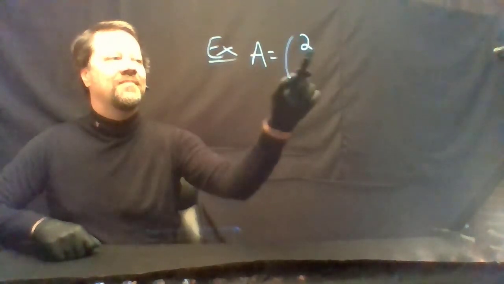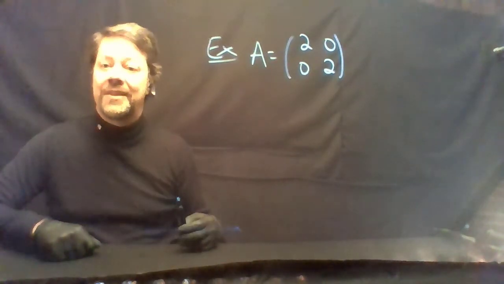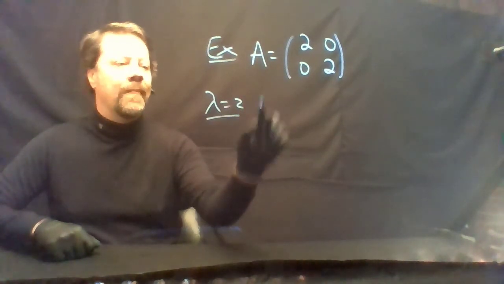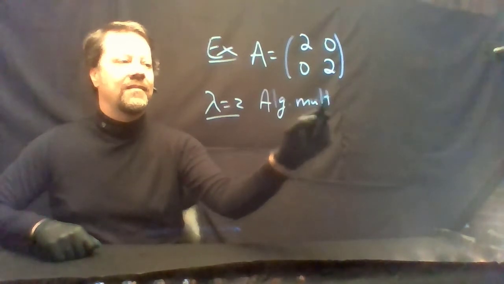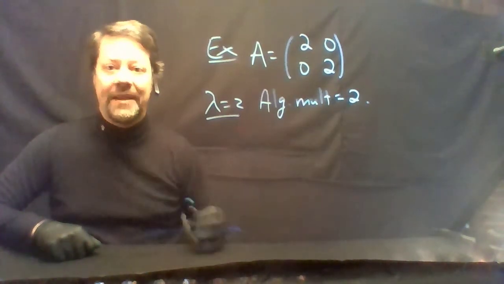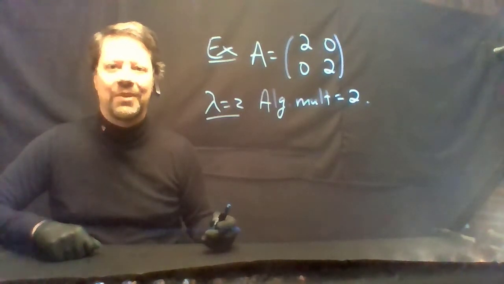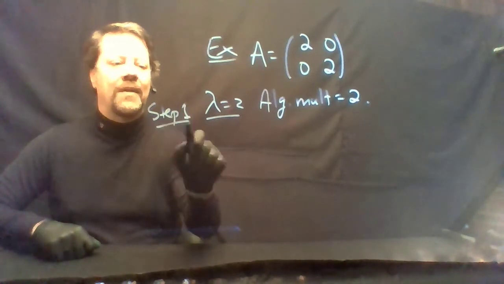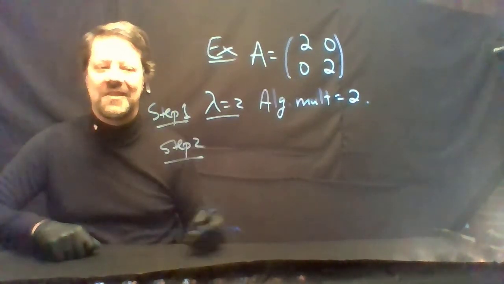Here's an example you should be aware of as well. Suppose our matrix is diagonal, so we see that lambda equals 2. The algebraic multiplicity will also be 2, which I think you can see pretty quickly. What is the geometric multiplicity in this case? So this is our step 1. Let's move on to step 2 and find the eigenvectors.